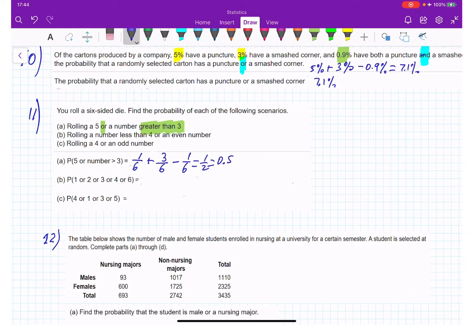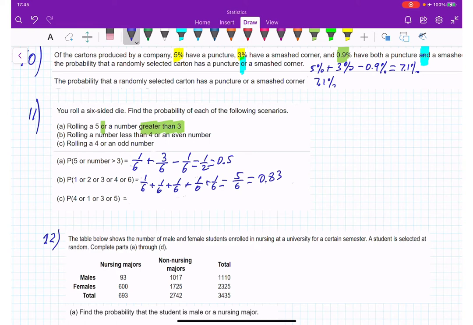Next, probability of it being 1 or 2 or 3 or 4 or 6. Each one of them has probability 1 over 6. That means I have 1 over 6 plus 1 over 6 plus 1 over 6 plus 1 over 6 plus 1 over 6. And I will get 5 over 6, which is equal to 0.83 or 83%.